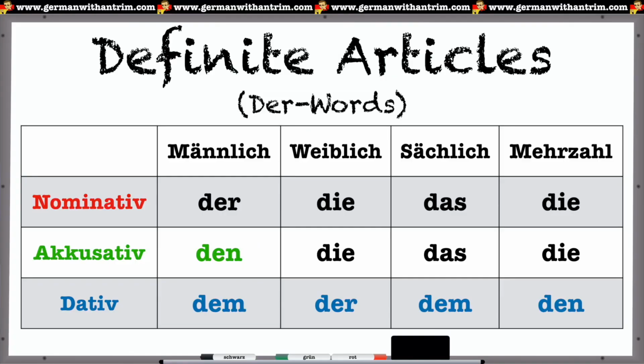What I consider to be the baseline for all cases is the nominative case. Words for the are called definite articles. The only change between nominative and accusative articles occurs with the masculine nouns. Der becomes den. When we get to the dative case, everything changes. Die becomes der. Der and das become dem, and the plural die becomes den.